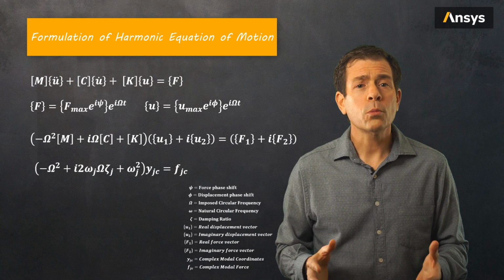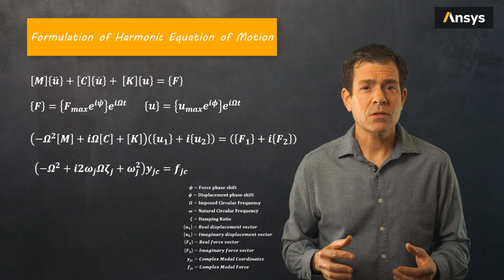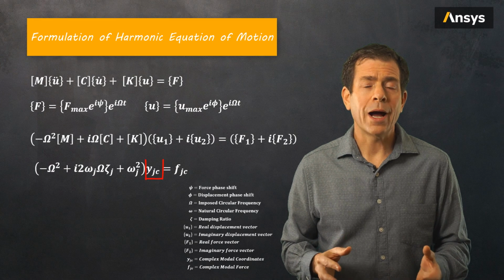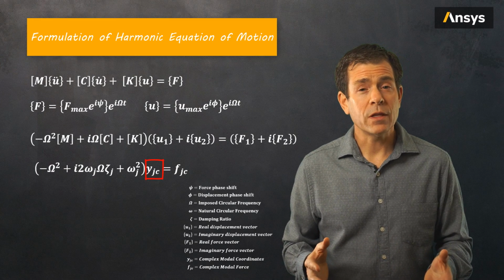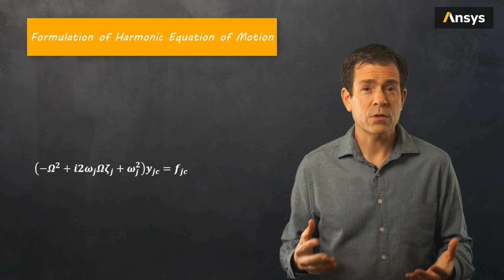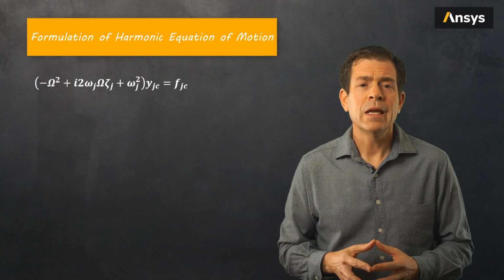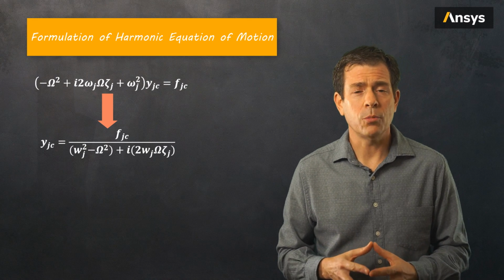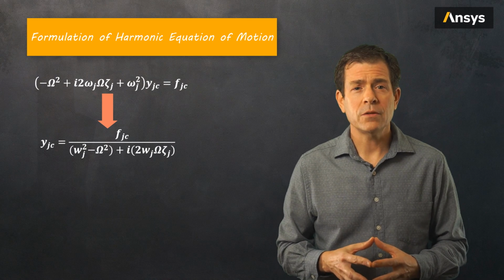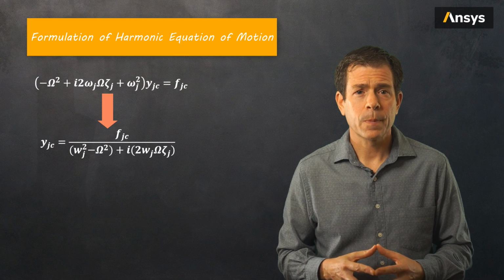Recall the modal form of the equation has the complex modal coordinates y sub jc as the unknowns, which are fewer to solve than the previous physical degrees of freedom as unknowns. It is computationally efficient to compute since the equations are uncoupled, only one dependent variable per equation.